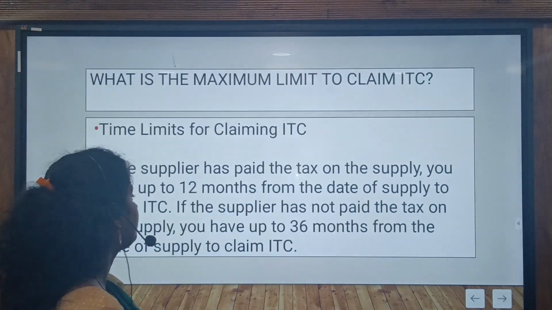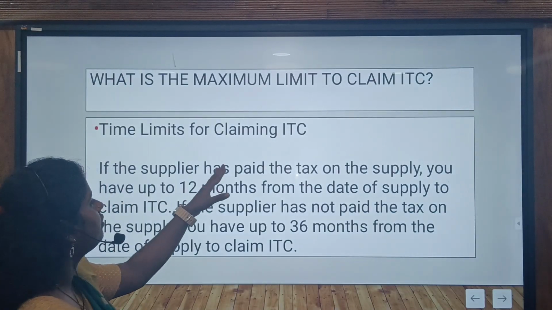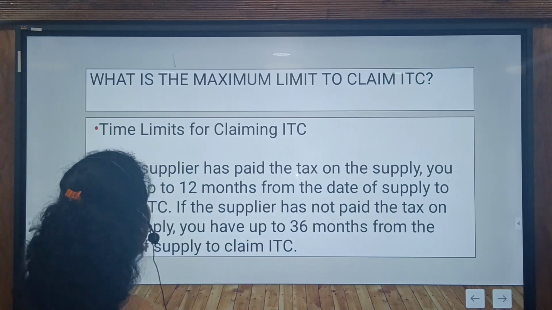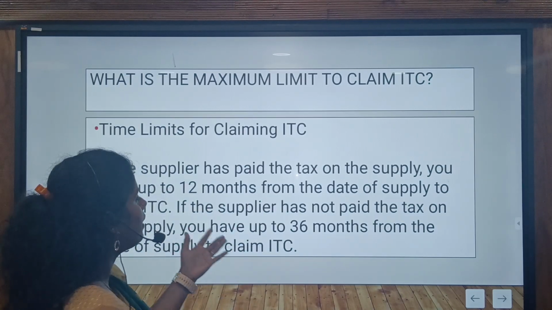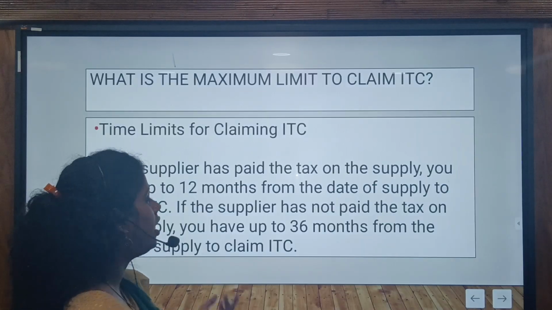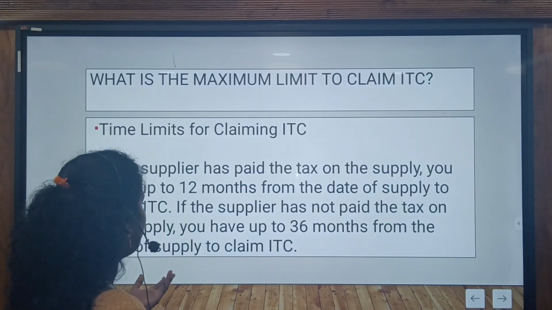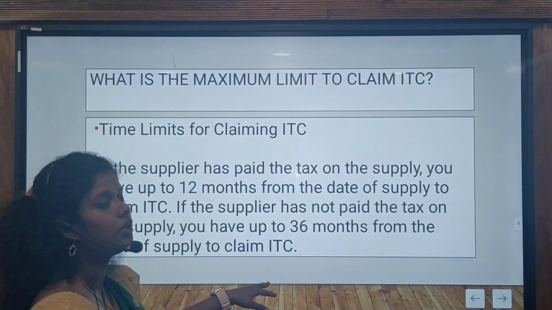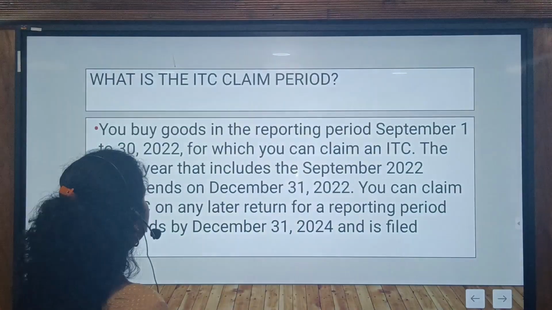Limit to claim the ITC. So time limits of claiming ITC: if the tax on the supply is paid, you have up to 12 months from the date of the supply to claim the ITC. If the supplier paid the tax on the supply, you have up to 36 months from the date of supply to claim the ITC.